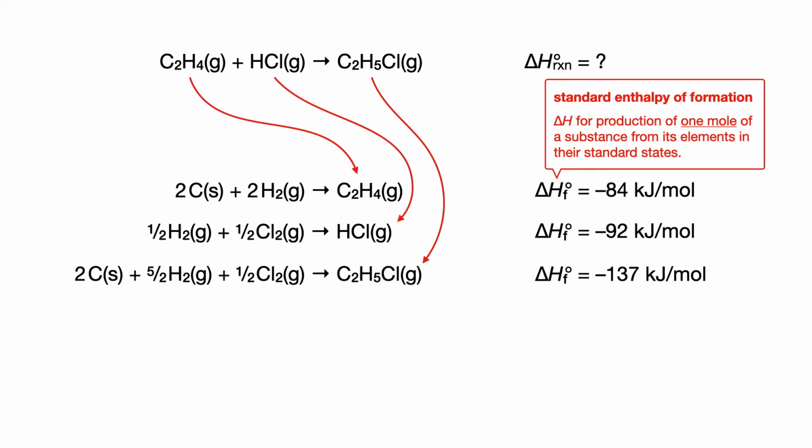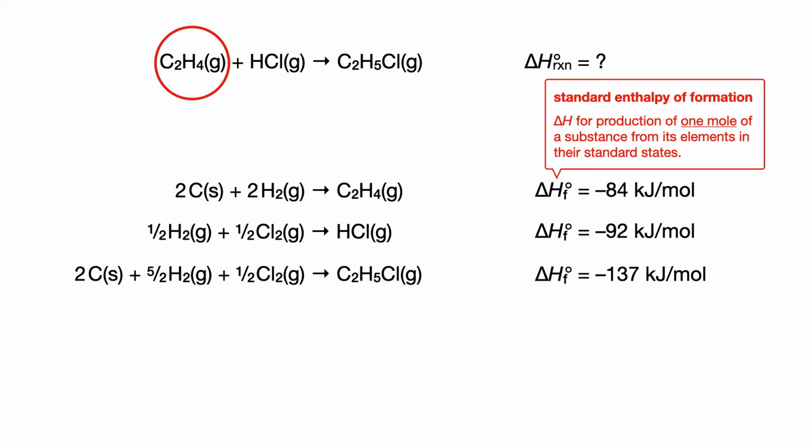And so if we want to combine this set of 3 reactions to calculate the delta H of the reaction that we started with, one thing that we have to pay attention to is that in our original reaction, C2H4 was a reactant, and in the formation reaction down below, C2H4 is a product. So that means that we have to reverse the formation reaction for C2H4, and when we do that, we change the sign for the enthalpy change. So instead of negative 84 kilojoules per mole, this will become positive 84 kilojoules per mole.